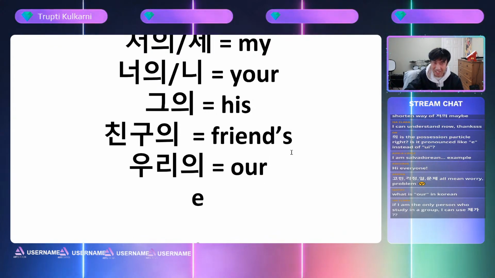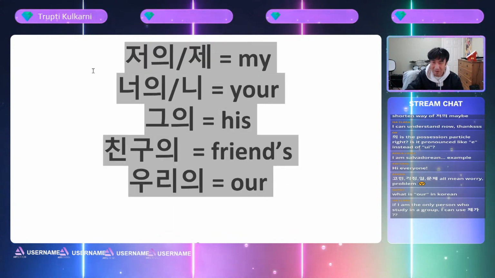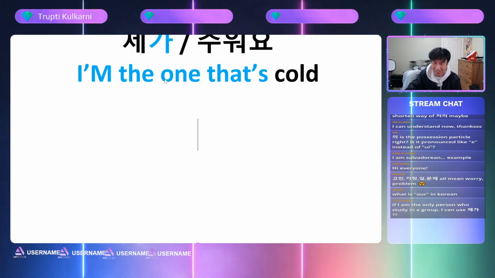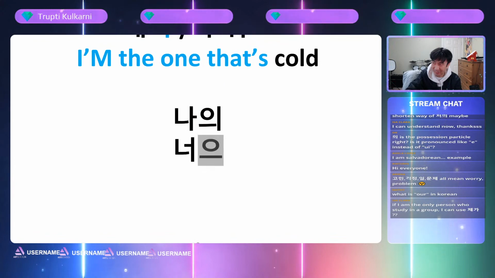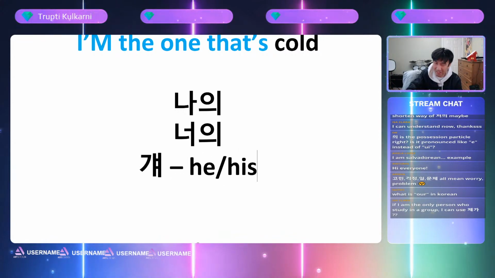This list kind of sucks because I kind of mixed up all the casual and formal Korean. I should stick to like one. Okay, so 나의. Okay, I'll start with casual first. The full list. 나의, 너의, 걔. 걔 means he or she, and it also means his.